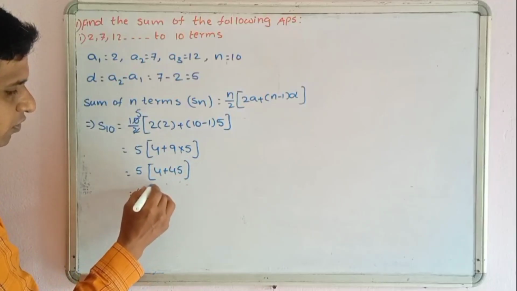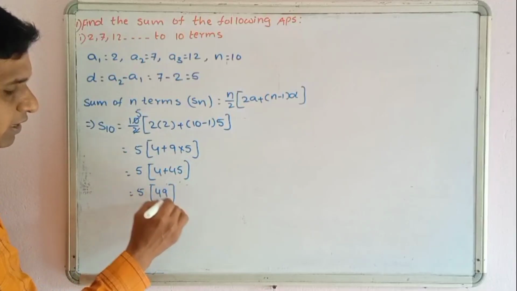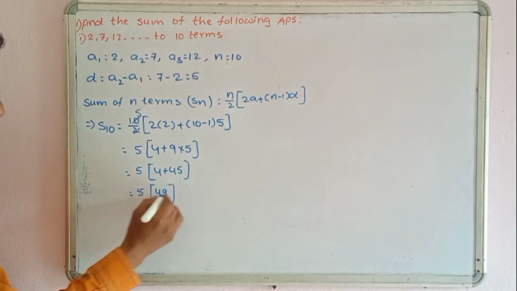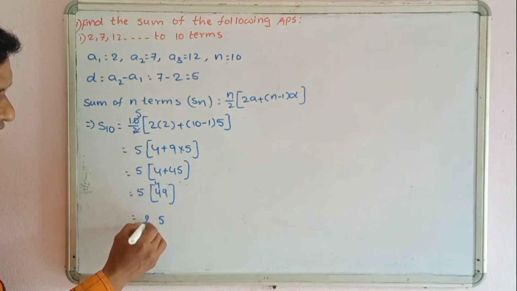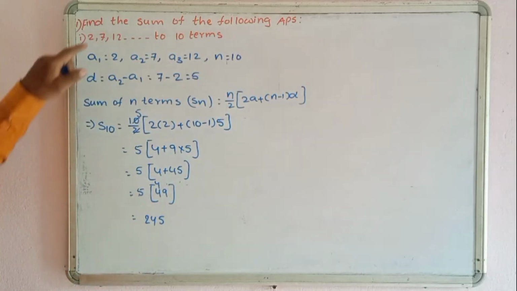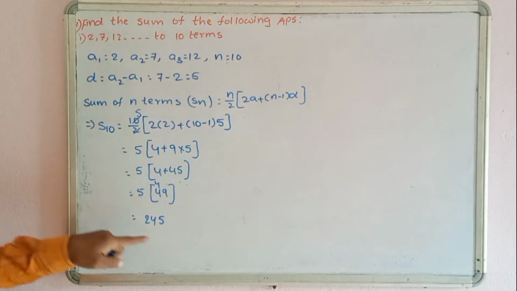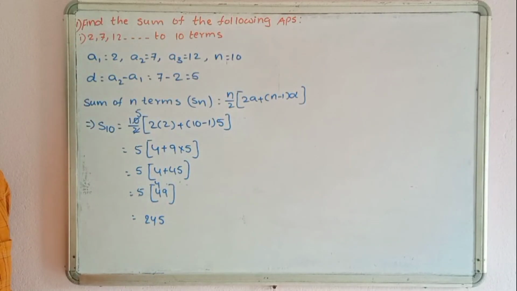So 5 into 4 plus 45 is 49. So 5 into 49: 5 nines are 45, 4 carried, 5 fours are 20, 20 plus 4 is 24. So in the given series, the sum of the first 10 terms is 245.